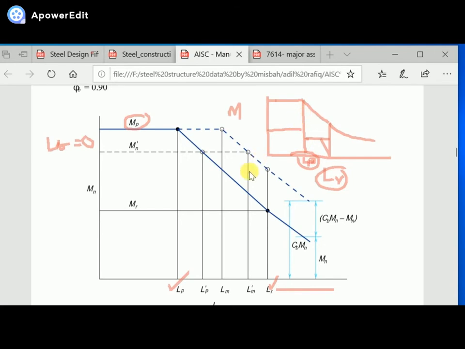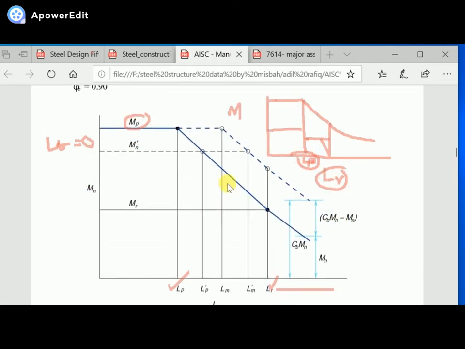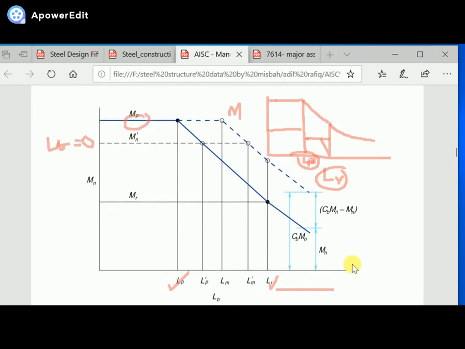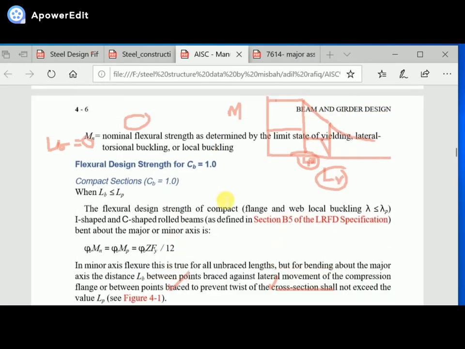Inshallah, you will see it coming. But you must know this graph, okay. So this is the plastic zone. If you want to find the strength of the beam in this zone, you will use the interpolation technique. So let me show. This is CB. This is a factor.